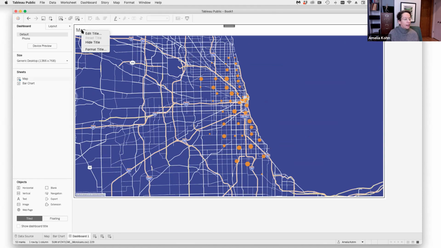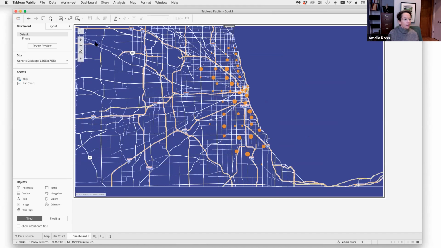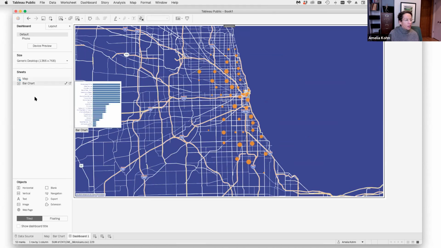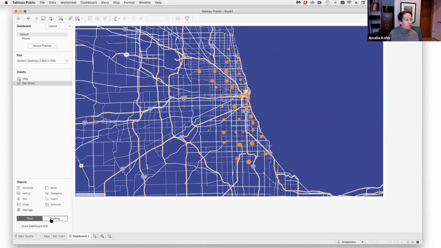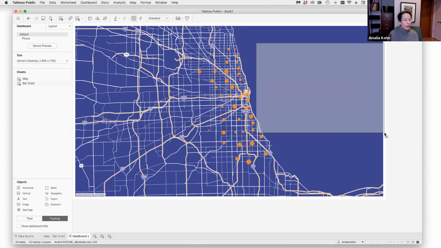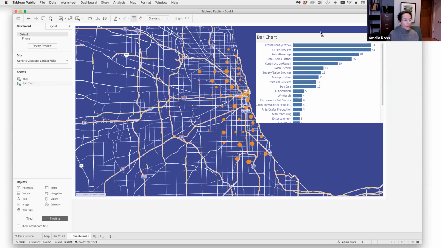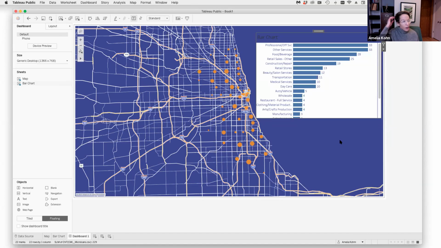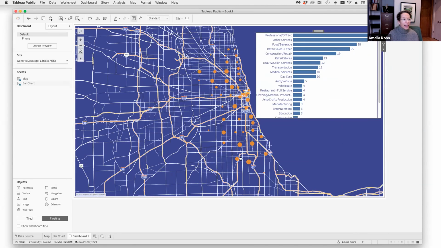I might want to get rid of this title. If you right click on it, you can hide the title. And then I want to bring out my bar chart too. So if I click on the bar chart and then choose floating, I can place the bar chart wherever I actually want it. So I could do this. As you know, it doesn't look exactly like what I showed you before. I'm going to get rid of the title here because we haven't gone through all the steps. But this is the basic idea of how you would bring it out on the same dashboard.